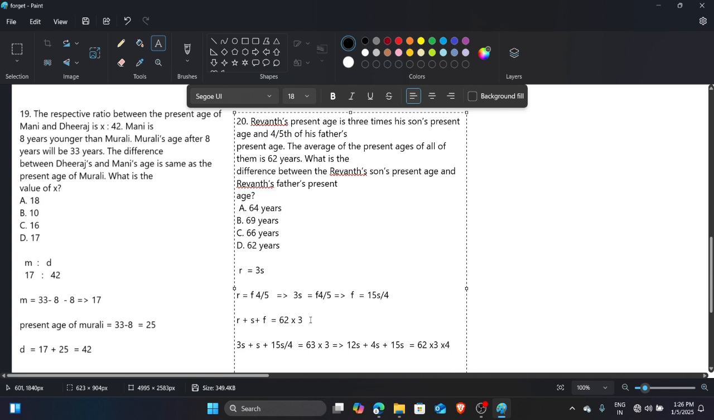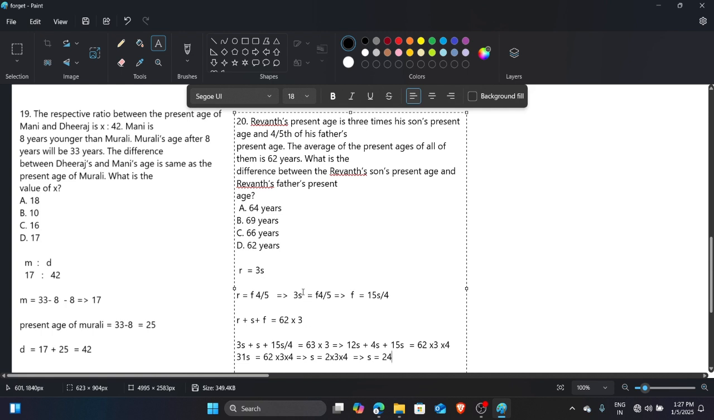Okay, so when we add 12, 4, and 15, 16 plus 15 is 31. So 31s equal to 62 multiplied by 3 multiplied by 4. So 31 cuts with 62, so s equal to 2 cross 3 cross 4, so s is equal to 24. Yeah, so the s value is 24.